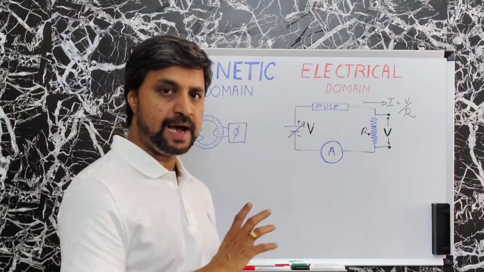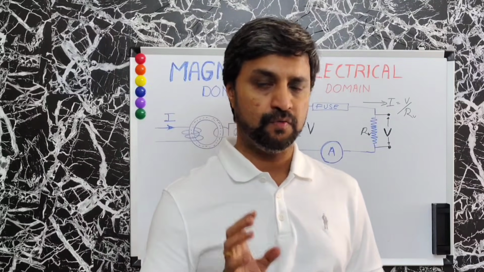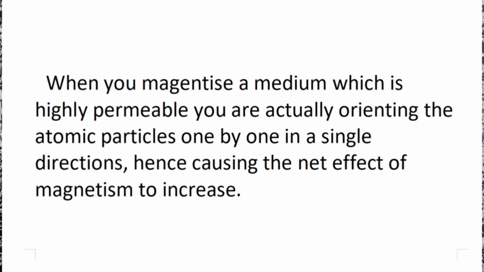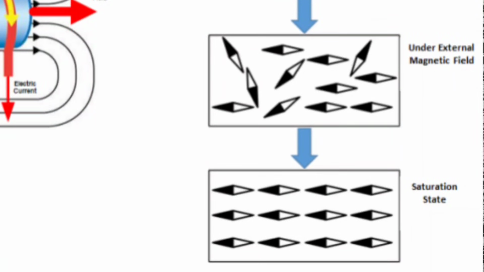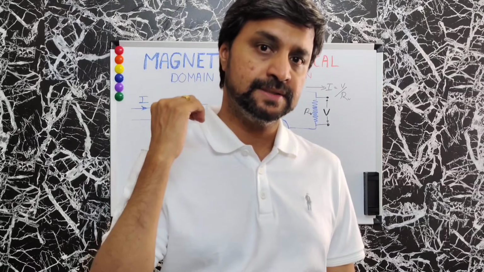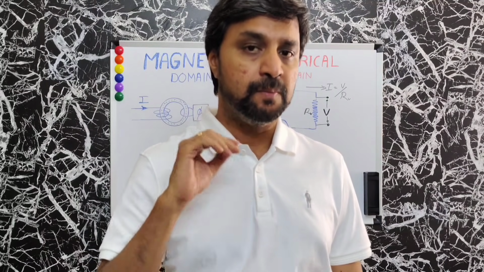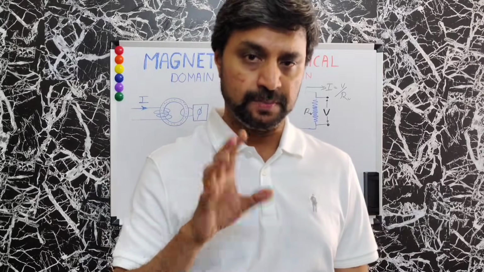These two circuits are not an accurate analogy, but still it gives you an idea to understand what inductor saturation is. When you magnetize a highly permeable medium, you're actually orienting the atomic particles one by one in a single direction, hence increasing the net effect of the magnetism. There is a limited number of these particles available for you to magnetize. Hence, once all the atoms of a core are magnetized, there's a point beyond which you cannot magnetize. This point is called the saturation point.